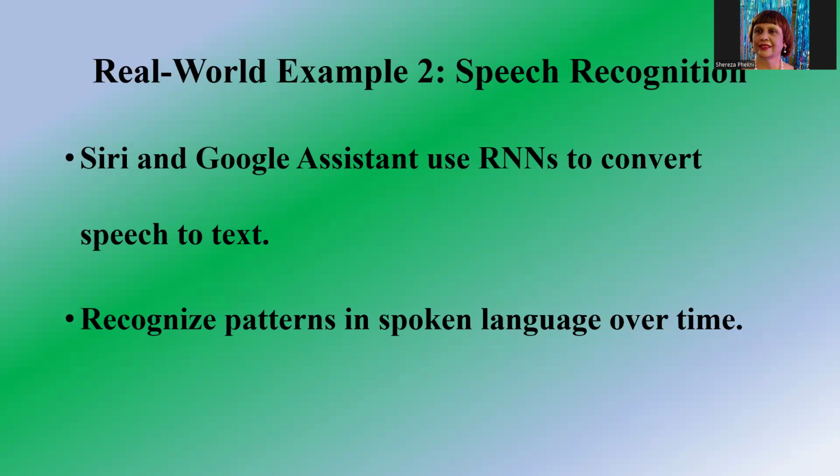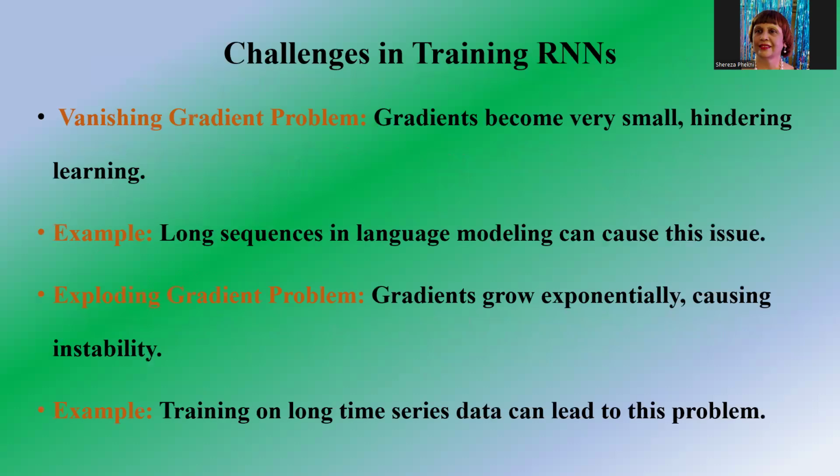Another real-world example is in speech recognition, where Siri and Google Assistant are primary examples of how RNNs are implemented in real-world applications to convert speech to text and recognize patterns in spoken language over time. These virtual assistants rely on RNNs to process and understand the continuous stream of audio input, identifying words and phrases to generate accurate text transcription.